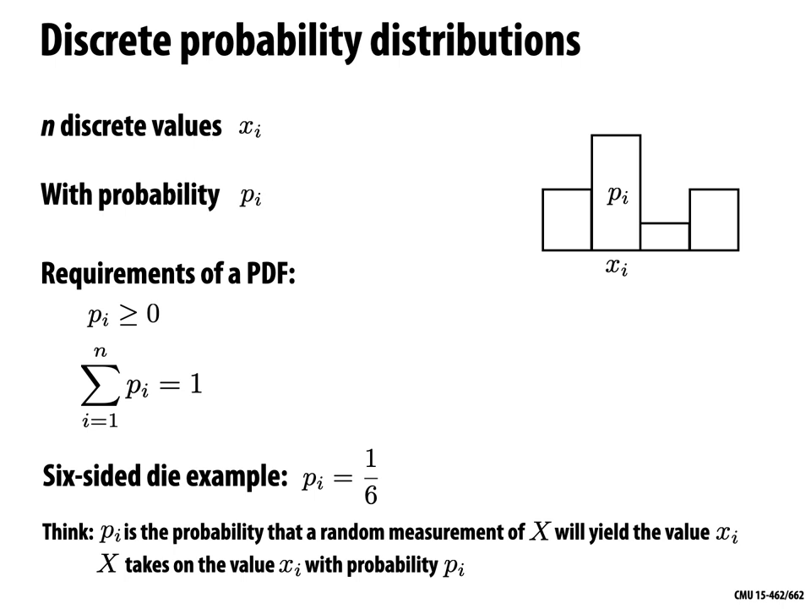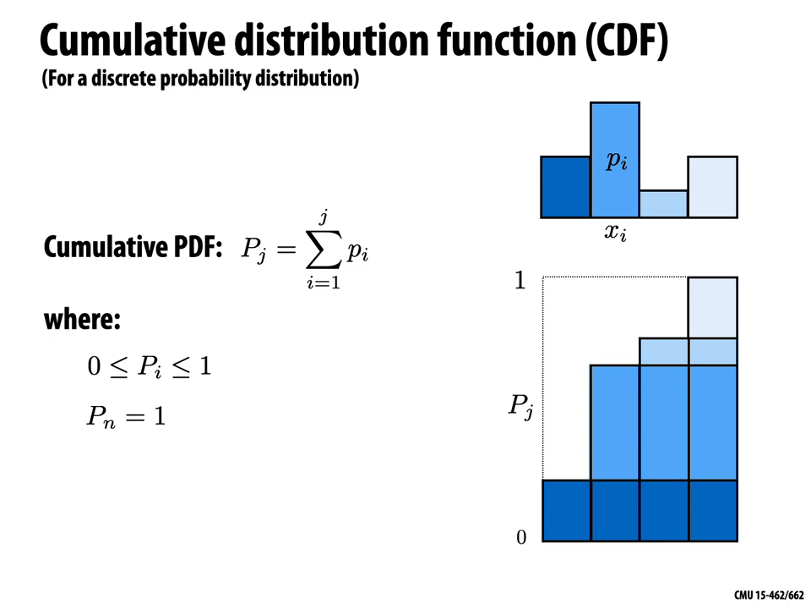Another very important object, especially if we want to simulate random variables, is something called the cumulative distribution function, or CDF. So if we start with a discrete probability distribution given by values little p sub i for each possible value x sub i, then the cumulative PDF, or the CDF, is the sum of the first j probabilities. So capital P sub j is the sum from i equals 1 up to j of little p sub i.